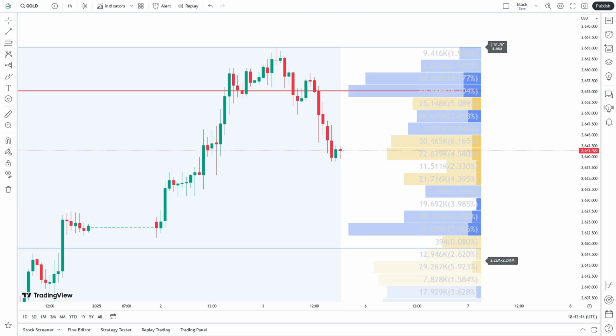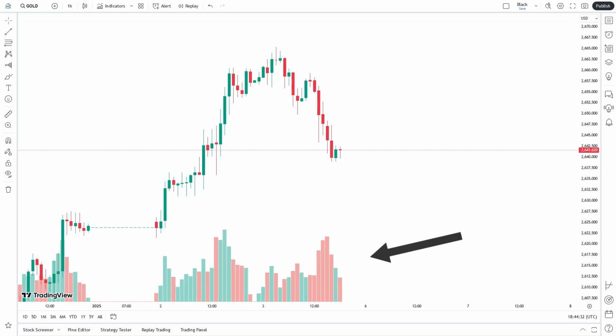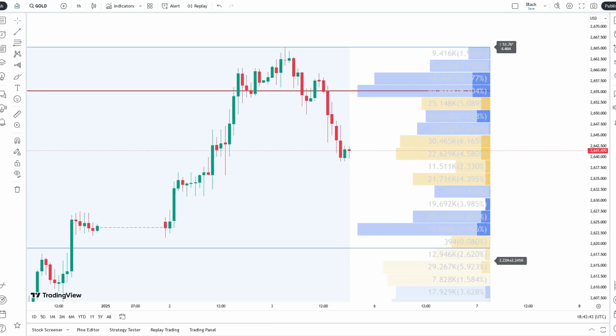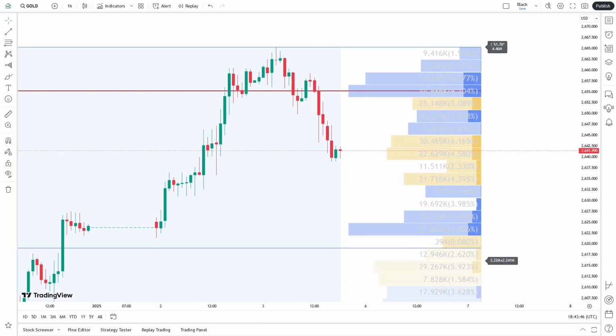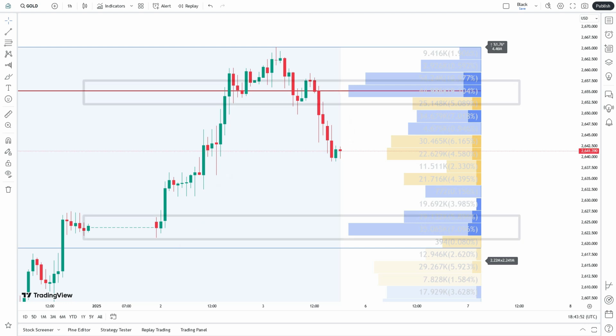The volume profile indicator is a powerful trading tool that displays the volume traded at specific price levels over a given period. Unlike traditional volume indicators that show activity over time, the volume profile gives you a visual representation of where the majority of buying and selling happens, helping identify key price levels.